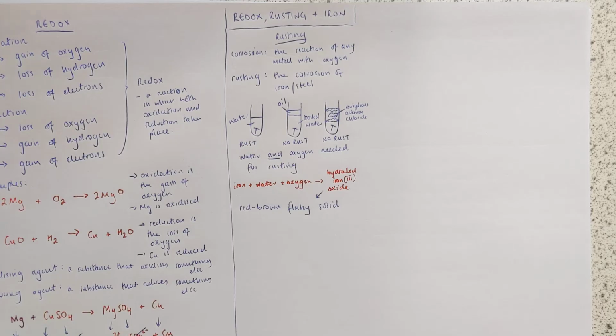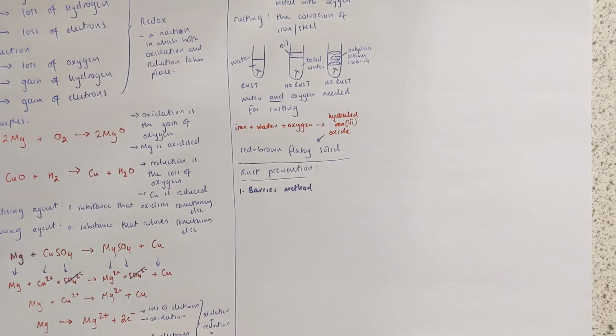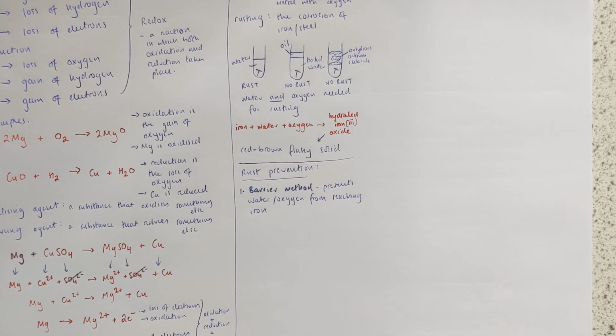The last thing we need to know about rust is methods of preventing it. And there are two main categories of methods we'll look at. The first one is the simplest method. This is known as a barrier method. A barrier method simply means that you're forming a barrier layer on top of the iron to prevent oxygen or water coming into contact with the iron. And if you prevent oxygen or water coming into contact with your iron, you're going to prevent rusting from taking place. To be more specific than just barrier methods, ways that you would form that barrier could be by painting, using a plastic coating, or using a metal coating, or you could do oiling as well.